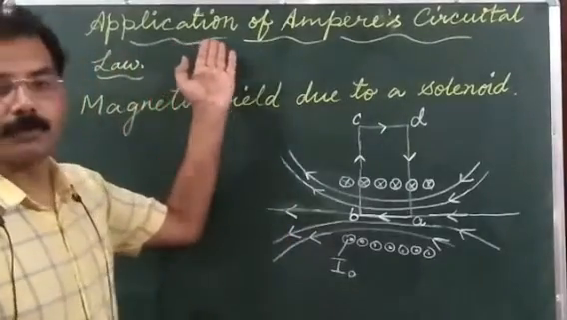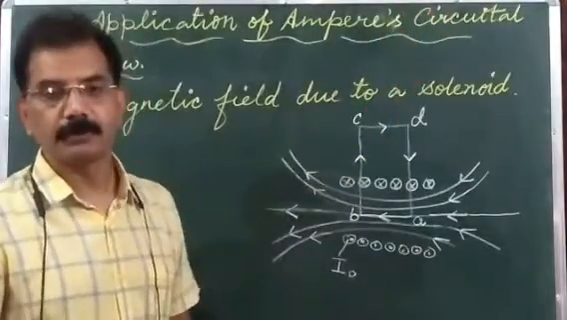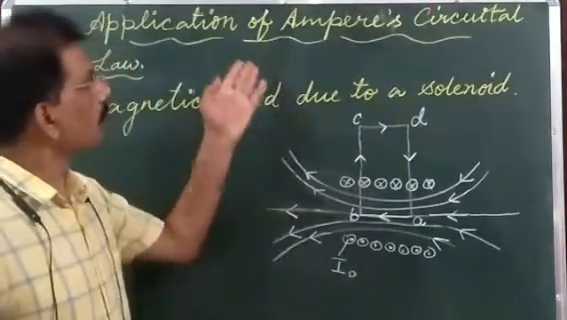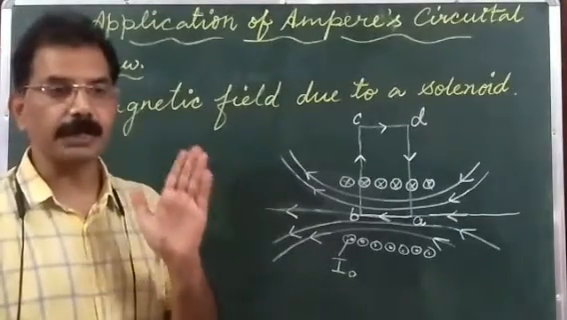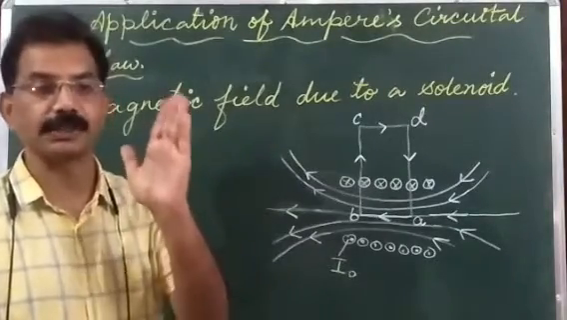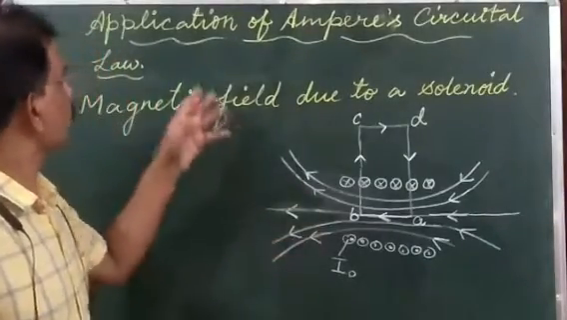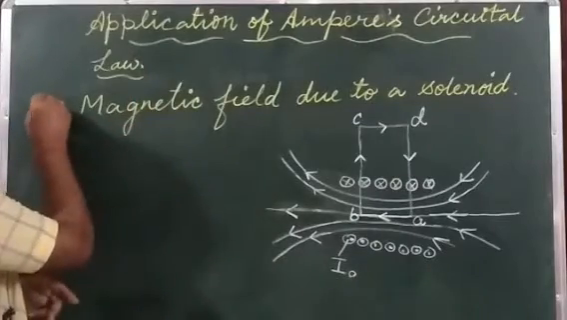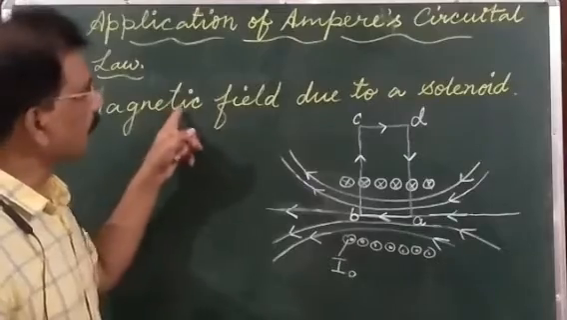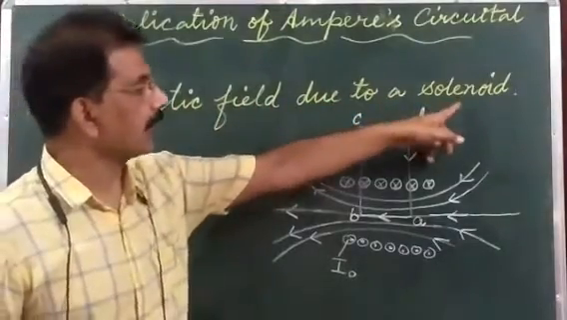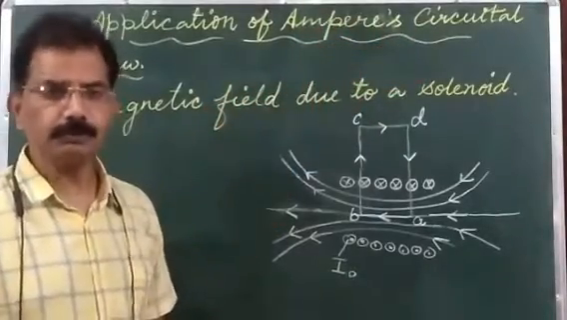In this video, I am going to discuss the application of Ampere circuital law. The first application of Ampere circuital law was finding the magnetic field due to a current carrying thin, straight wire. I have already given that in the previous video, and in this video I am going to give the second: finding the magnetic field due to a solenoid by using the Ampere circuital law.